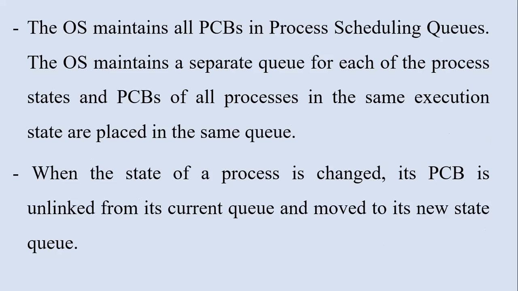The operating system maintains all process control blocks in a process scheduling queue. The operating system maintains a separate queue for each of the process states, and the PCBs of all processes in the same execution state are placed in the same queue. When the state of a process is changed, its process control block is unlinked from its current queue and moved to its new state queue. This means that there are usually several queues. There are queues for processes in the ready state, queues for processes in running state, queues for processes in blocked state, etc.